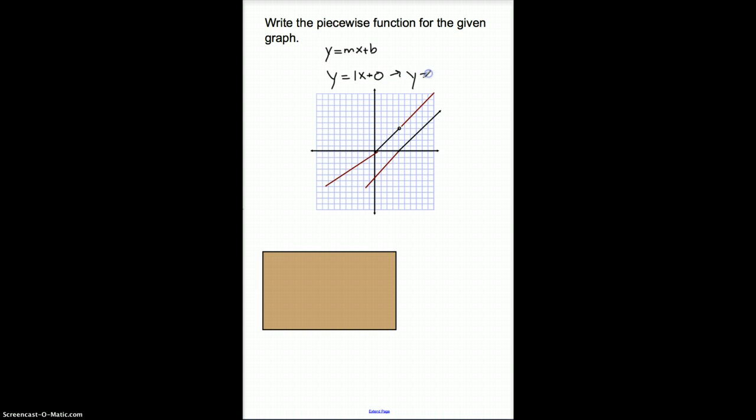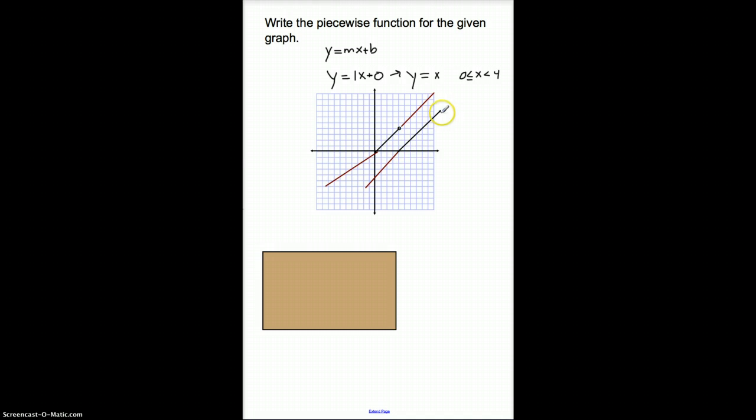Which part of the domain is that for? Well, it starts at 0, including 0. So I know it's including 0 because it's a solid circle, not an open circle. And that goes all the way up to what x value? 1, 2, 3, 4. So the x value goes up to 4, but not including 4 because we have an open circle, which means it doesn't actually equal that value. Okay, that's just for this part.